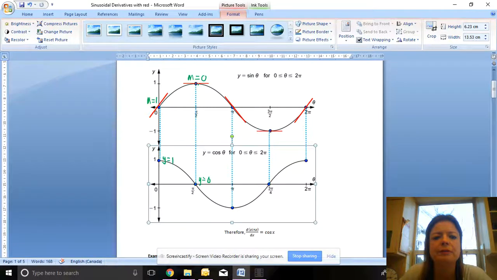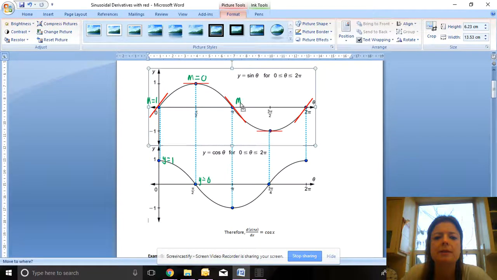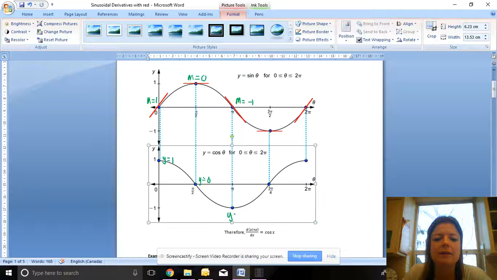Similarly, now the slope of the tangent is negative, and it gets more and more negative as we continue from pi over 2 to pi. So notice that cosine is negative and gets more and more negative as well, until it gets to the maximum slope, or I should say minimum really, of -1. So here we also have in cosine a y value of -1.